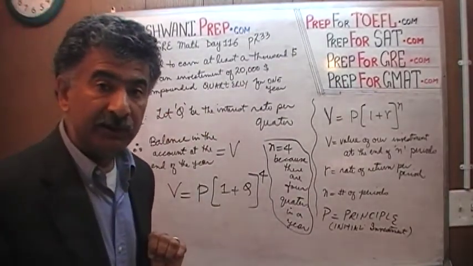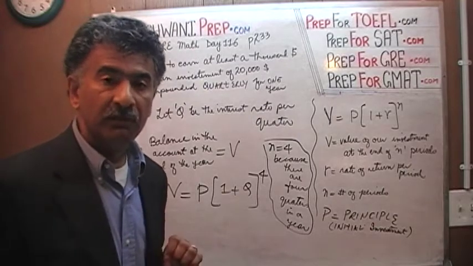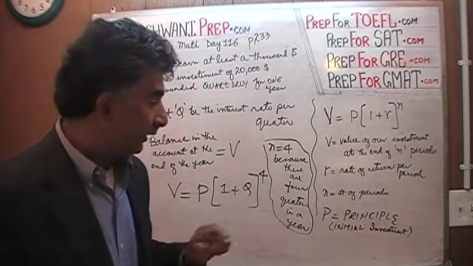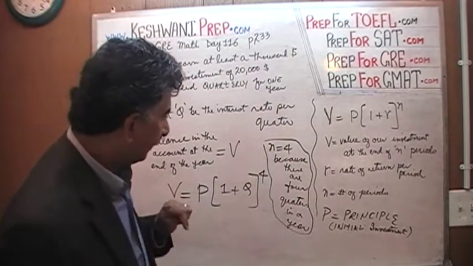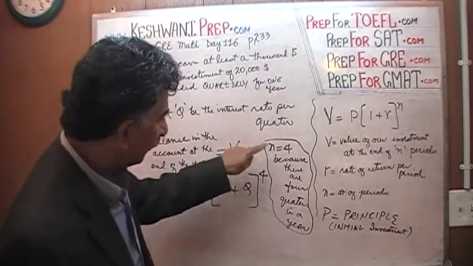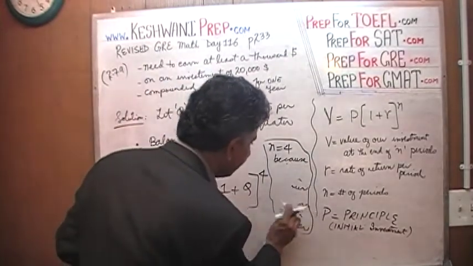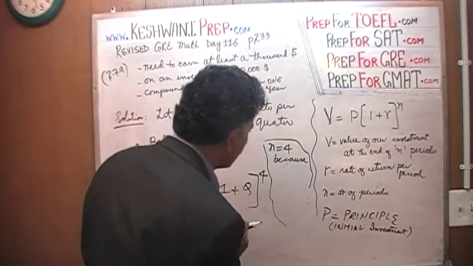Had this boy decided to keep his money in the account for a year and a half, n would have been 6, because in a year and a half he would have had 6 quarters. So let me rewrite it. That's not proper. N equals 4 because we are keeping the money in the account for 4 quarters.